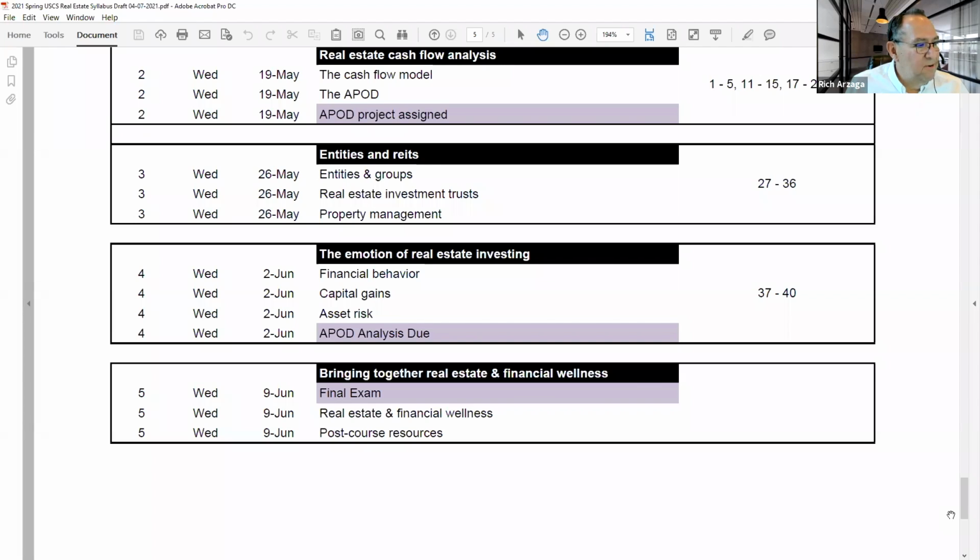And then we'll talk about real estate and financial wellness, and how it can bring financial independence. It doesn't guarantee that, but it has the opportunity to help with financial independence. There's a case study on that, and then some resources at the very end. So that is the outline for this course.